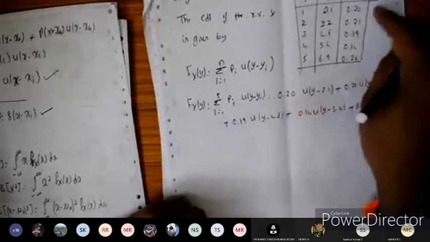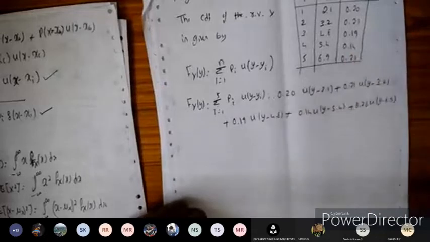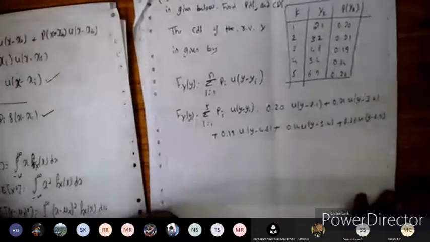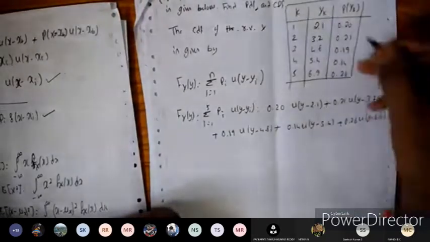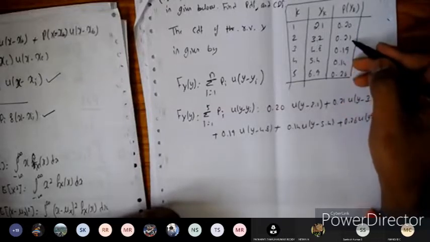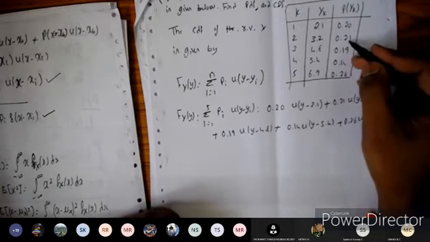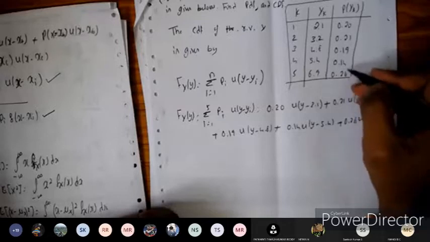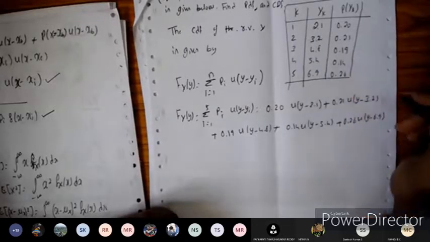By substituting the corresponding probabilities and expanding, you get these values. With respect to the table, if you sum up these probabilities, the result should be one. The sum is 0.20 plus 0.21, which is 0.41, plus 0.19 gives 0.6, and 0.6 plus 0.4 gives 1.